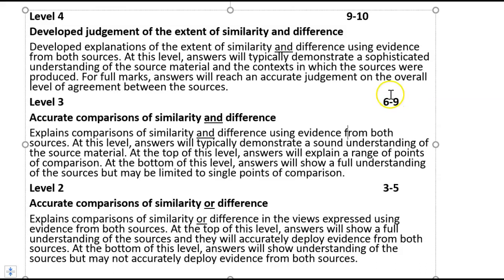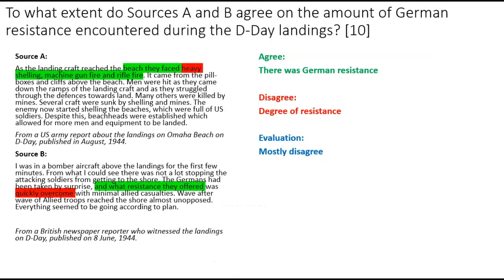In order for you to get those top marks, your judgment needs to be very well developed. Okay, you need to have looked at both similarities and differences and demonstrate a sophisticated understanding of the source material. In other words, the context they were written in or produced in, which determines why those sources say the things they do. All right.